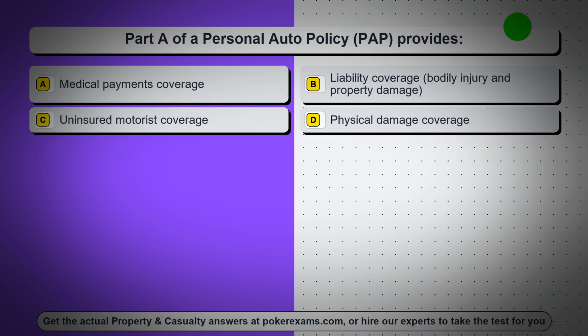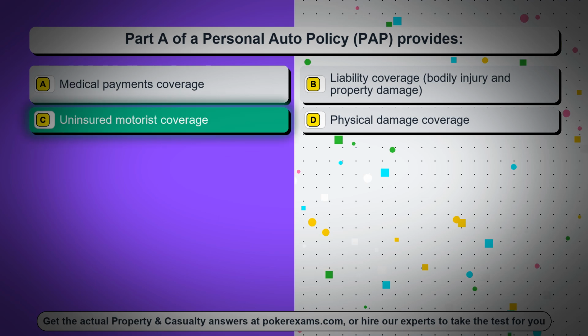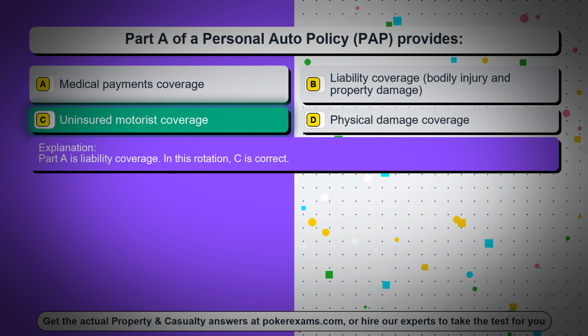Question 48. Part A of a personal auto policy, PAP, provides: option A, medical payments coverage. Option B, liability coverage, bodily injury and property damage. Option C, uninsured motorist coverage. Option D, physical damage coverage. The correct answer is option C, uninsured motorist coverage. Part A is liability coverage. In this rotation, C is correct.